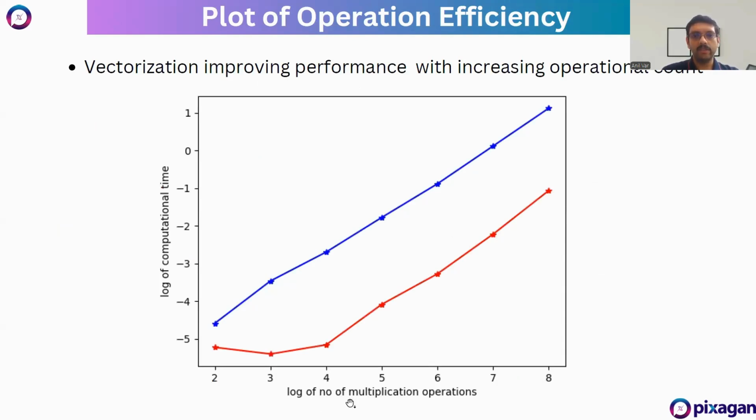We see that, and this is on the log scale. So we've taken log of the number of operations. So 2 means it's 100, 3 is 1,000, 4 is 10,000, 100,000, and so on. And in this case, it's computational time again on the log scale. So -5 is actually 1e minus 5, right? -4 is 1e minus 4. -3 is 1e minus 3. -2 is 0.01. -1 is 0.1, and so on. Right? So it's on the log scale to show you how different this is.